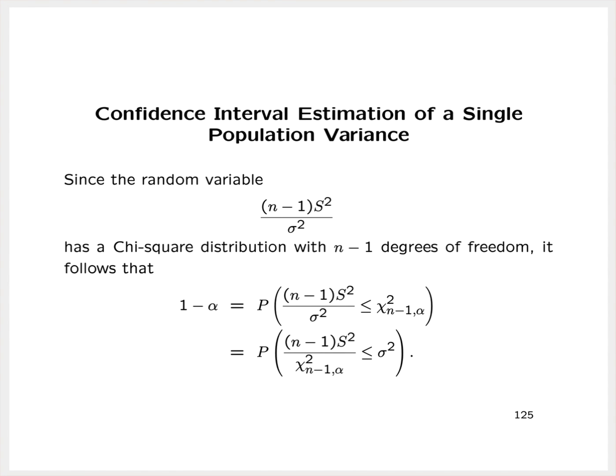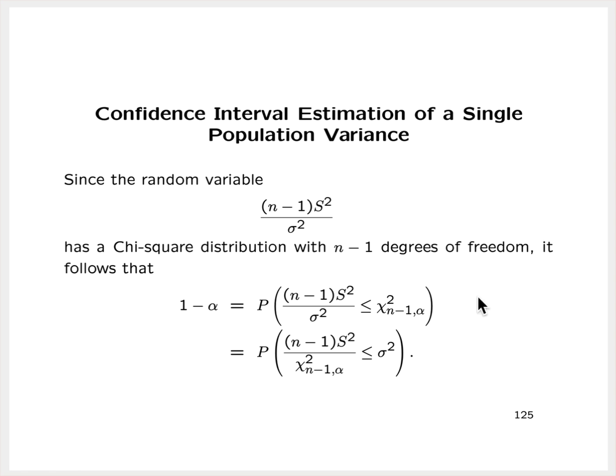We now look at how to construct confidence limits for a population variance. Since the random variable n minus 1 times the unbiased version of the sample variance, s squared, over the population variance has a chi-square distribution with n minus 1 degrees of freedom, it follows that the probability that this random variable is less than or equal to the upper alpha percentage point of a chi-square distribution with n minus 1 degrees of freedom is equal to 1 minus alpha.